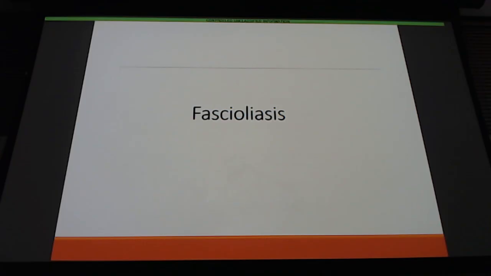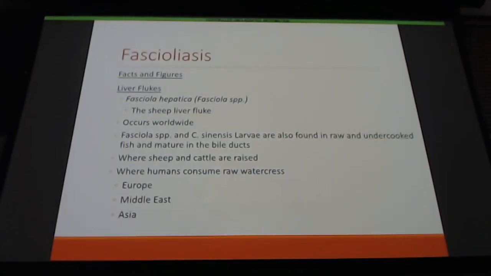Fascioliasis. That's your liver fluke, right? That's your hepatica, sheep liver fluke, occurs worldwide. There are 2 different species there. They're also found in raw and undercooked fish and in wild ducks. Everyone likes a home. His home is wild ducks.